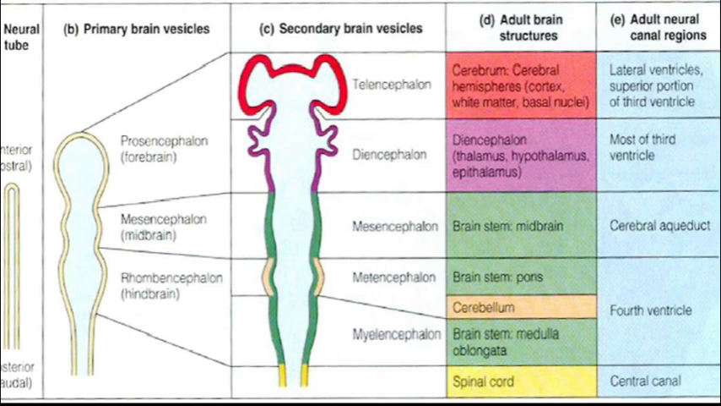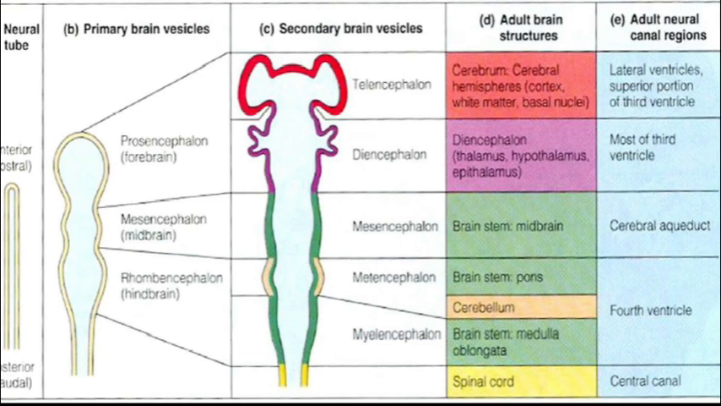You see the rhombencephalon. The rhombencephalon differentiates to give you the metencephalon and the myelencephalon. The metencephalon can be seen there, differentiating to give you finally adult brain structures like the pons, which is a part of the brain stem, and then the cerebellum. And the adult neural canal region you find there is the fourth ventricle.